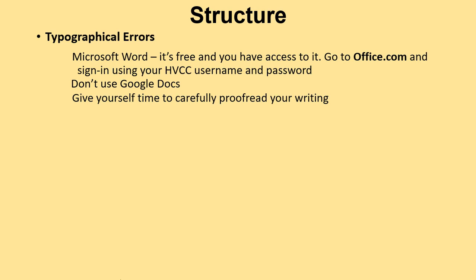The grading rubric then goes on to let you know you will be graded on typographical errors. This is why I suggest to all students that they use Microsoft Word. It's free and you have access to it. All you need to do is go to office.com and sign in using your Hudson Valley username and password, the same way as if you were signing on to Blackboard or into your Hudson Valley email.